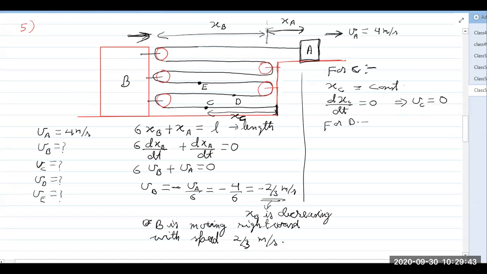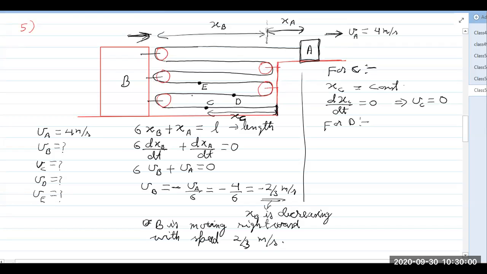Now for D. For D, how will this point on the string move? D is a point on the string, and C was also a point on the string. The point D on the string, how is it going to move? For this, we will write the length up to point D.